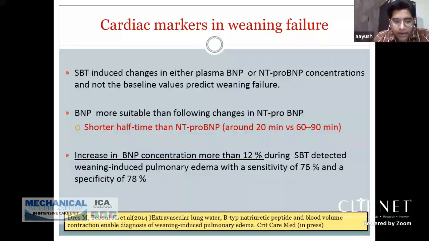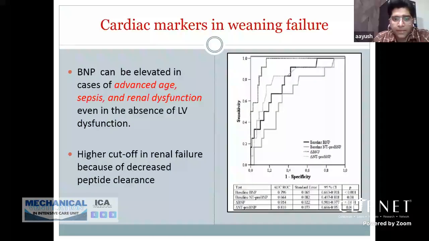And this study, which was again done by Dr. Jean-Luc Teboul, found that an increase in BNP concentrations of more than 12% successfully predicted weaning-induced pulmonary edema with a fair bit of sensitivity and a fair bit of specificity also. But remember that you have to use a rise in BNP, not the single values of BNP.